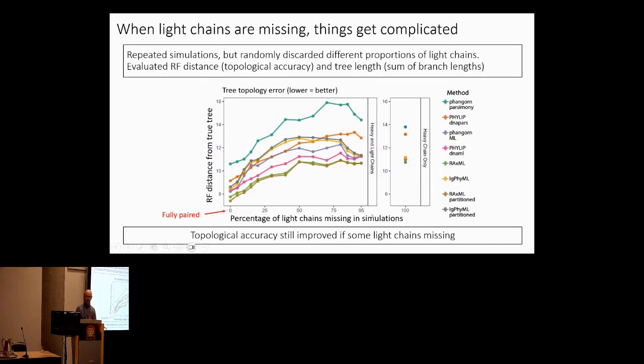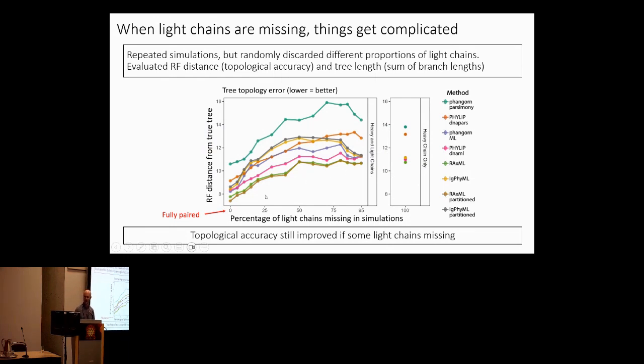To test this, we repeated our simulations, but we progressively removed light chains from our single cell sequencing data. So in these plots, the x-axis is the percentage of light chains that are missing in the simulations, and the y-axis is the distance from the true tree. So this point at 0 is our fully paired data, and these points over here are heavy chain only data. And all the points in between are progressively more light chains missing.